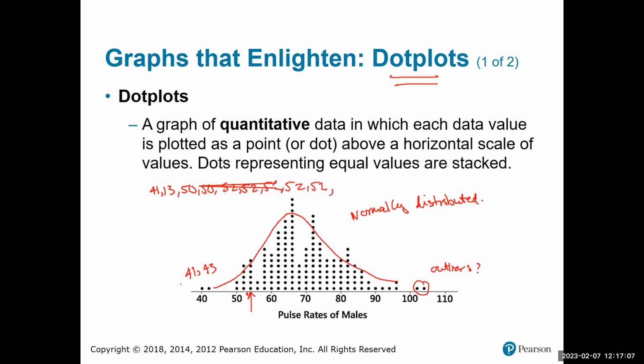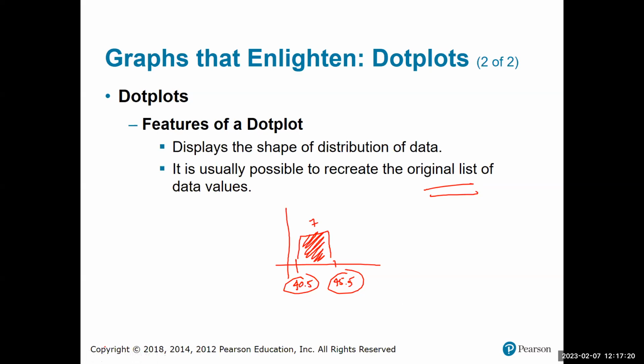Here, you can see that we could recreate the original data set. So that's an advantage of using this particular plot, right? It gives you the shape and you can find the original data values, right? The histogram will give you the shape, but you can't recreate the original list of data values.